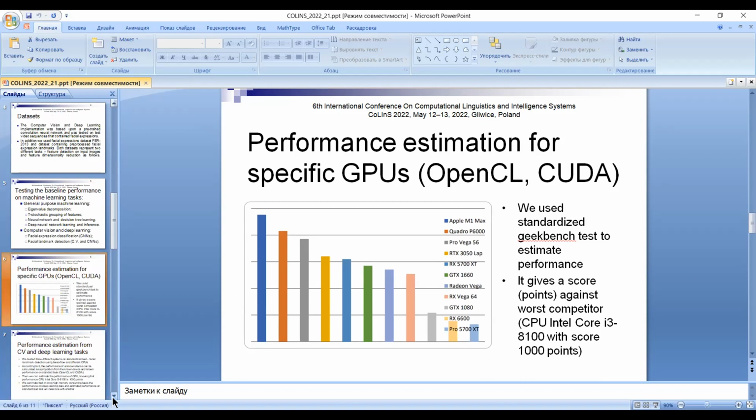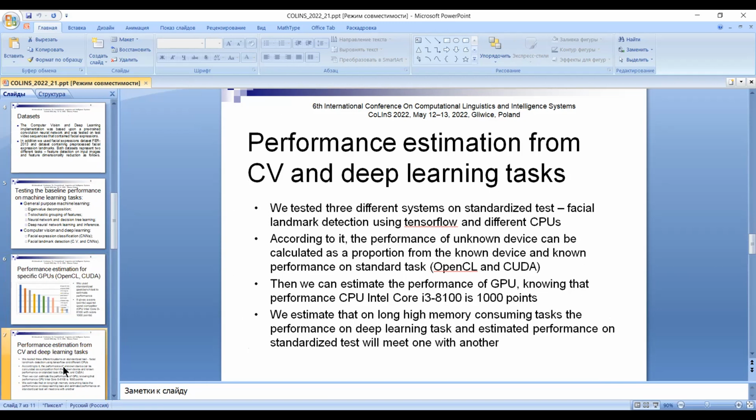So using this free and open source information, we then proceeded to our test. First of all, we needed to estimate our performance. We already had a specific task, facial emotion recognition using convolutional neural networks. These convolutional neural networks need to find a specific point on an image that represents a human facial landmark. It's like a corner of the mouth, a corner of the eye, or brow, and others.